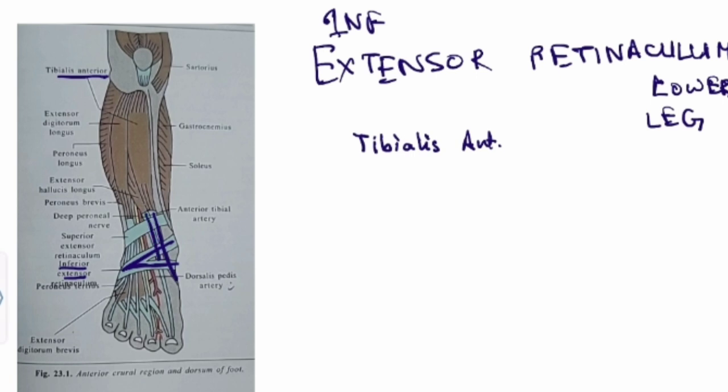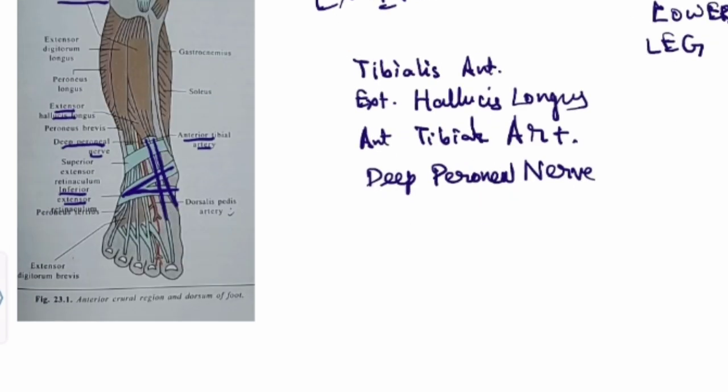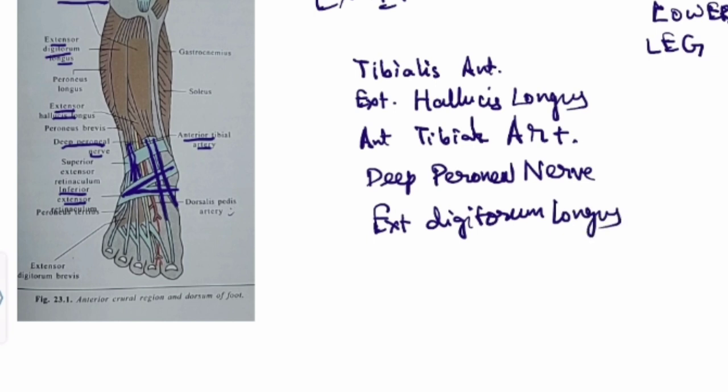Moving on, the next structure is this. Extensor hallucis longus. Then we have this. Actually, I wouldn't mark it because I want it to be clear for you. It's the anterior tibial artery. Moving on, the next structure. That's this, the deep peroneal nerve. Nice. Then we have this one which is dividing, extensor digitorum longus. And we have the last one, which is the peroneus tertius.